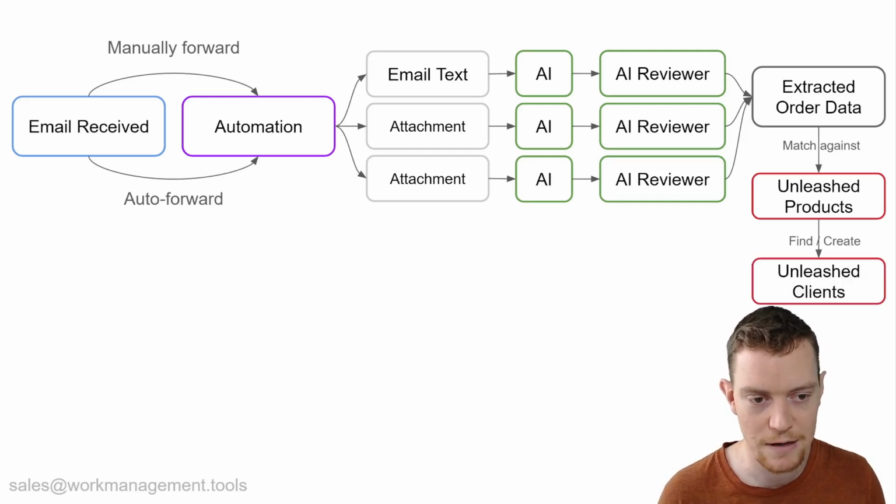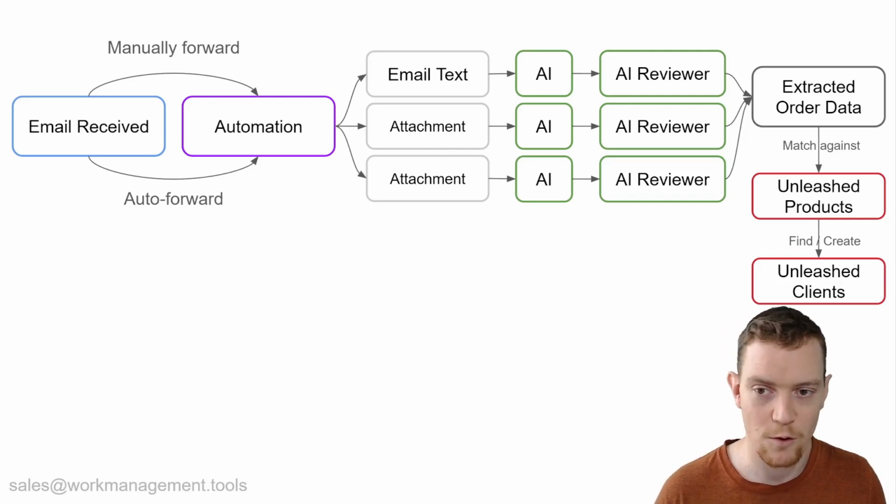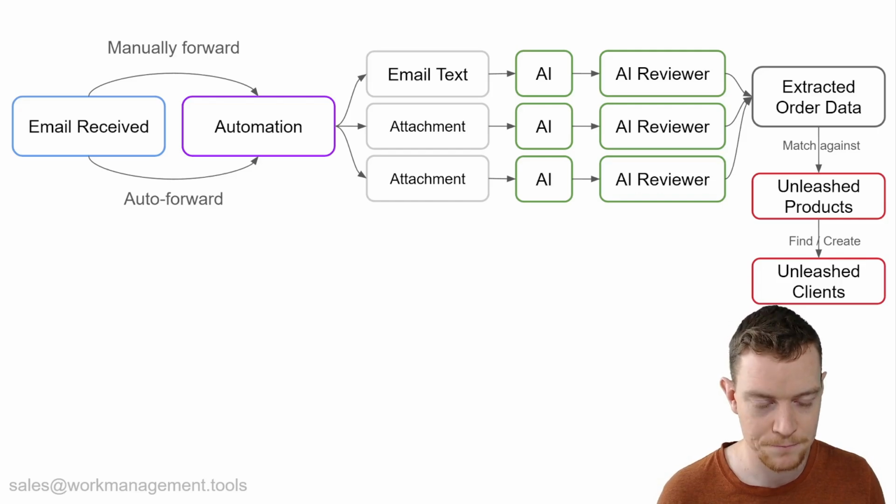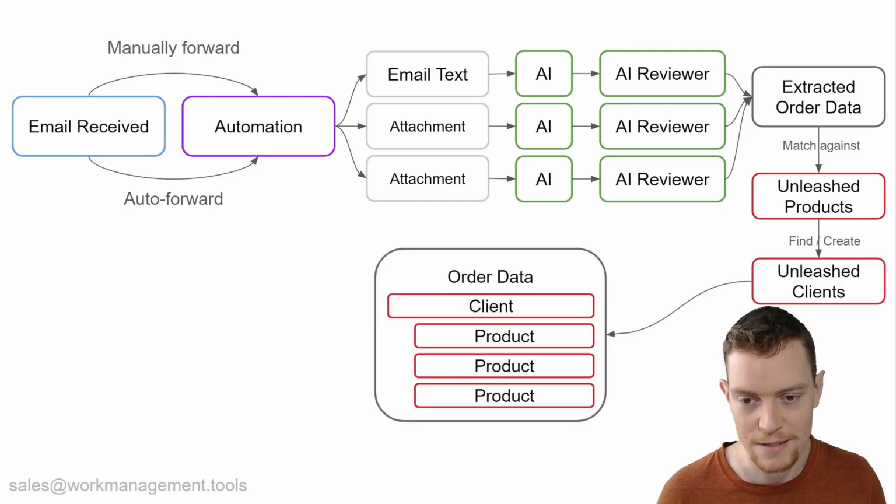Then we find and create a client in Unleashed. If we already have them, if they're a past or a recurring customer, we can use any data that we already have. So for example, if on their PDF attachment they haven't added their billing address, we might be able to find that from our existing database of knowledge. Then we pull all that data together into one nicely formatted, organized bundle, and that's our whole order. So we've got the client there, all the products they're ordering, discounts, and any other data on there.